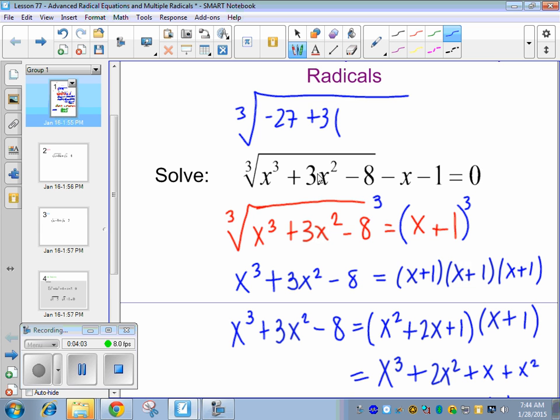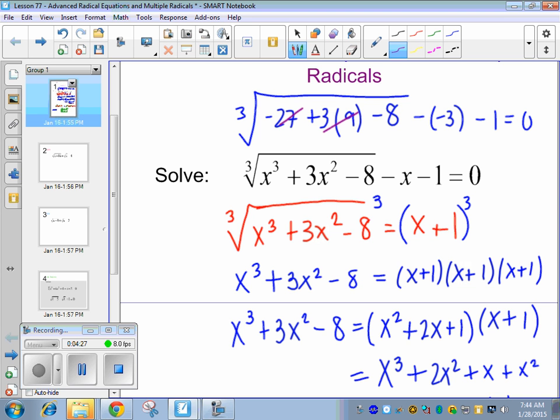Plus 3, what's negative 3 squared? 9, minus 8. Now I have a minus x, I got negative 3 for x, minus 1 equals 0. Alright, what's going to happen to this and this? Right, I have minus 27 plus 27.